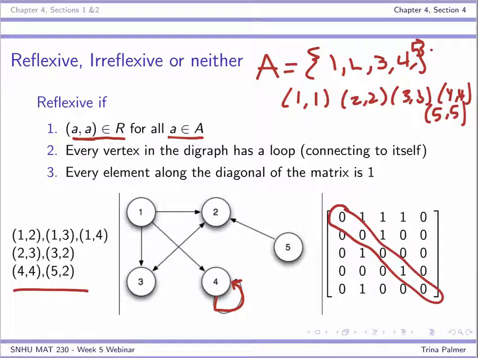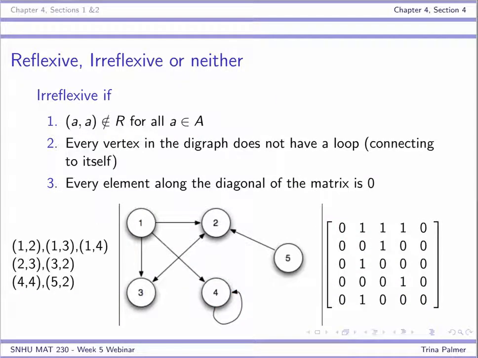Alright, so again, to be reflexive means every one of those has to be in there. In order to be irreflexive, none of them can be in there. It's saying that for every a, (a, a) is not in R. So none of (1, 1), (2, 2), (3, 3), (4, 4), or (5, 5) can be in there. This has (4, 4), so it is not irreflexive.